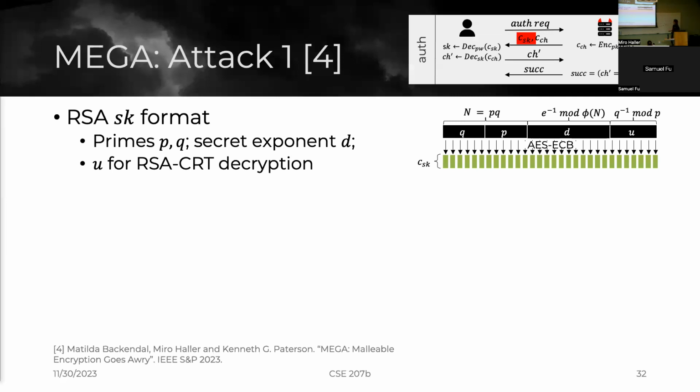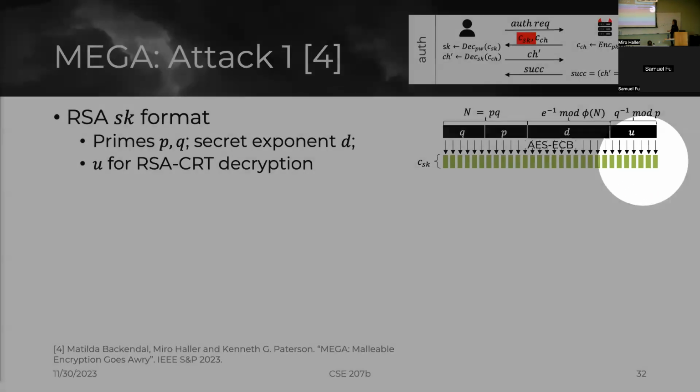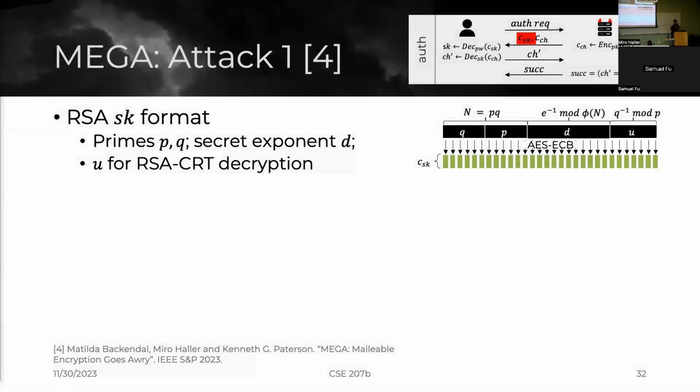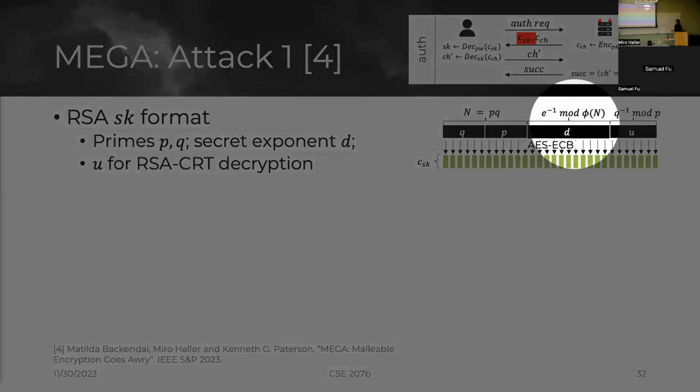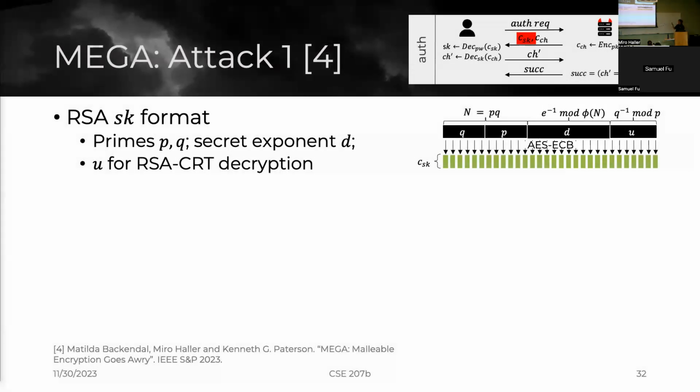So here is the structure of the RSA secret key in their data format. They store first the prime factors Q and P. Then they store a secret exponent D here, and they store some U value that is useful for decryption.